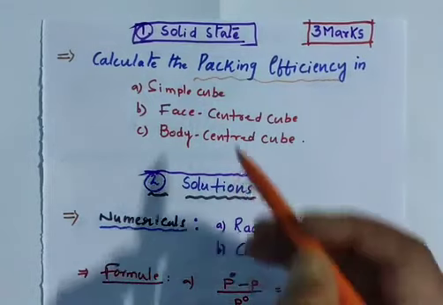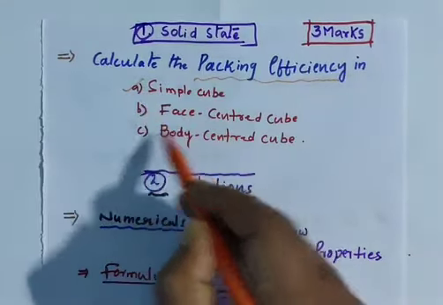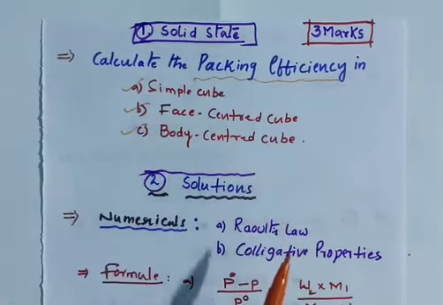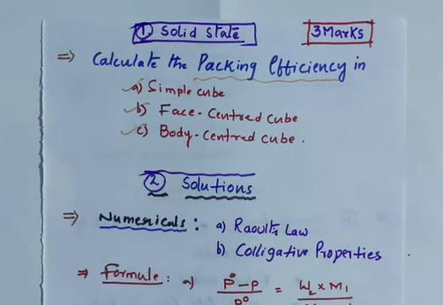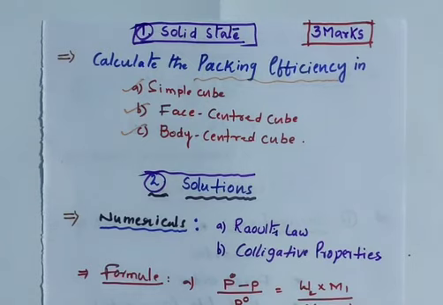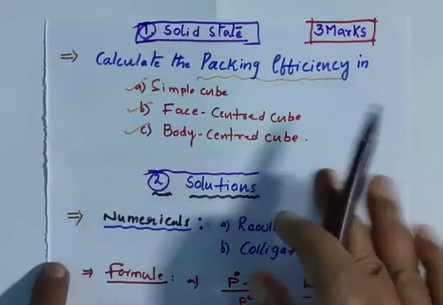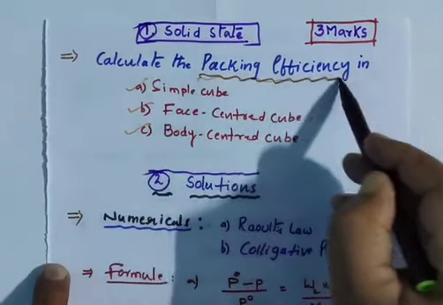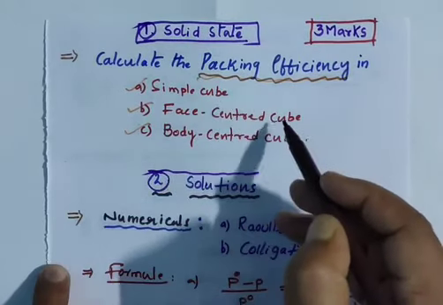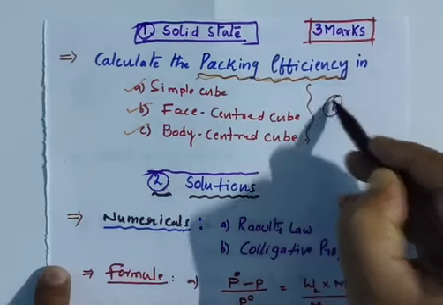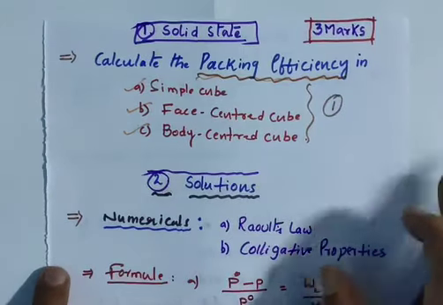See, 3 questions are there: one is simple cube, the second is face centered, the third is body centered. If you learn these 3 derivations, one of them has a chance of coming every year. So my dear students preparing solid state, go for the derivation of packing efficiency for simple cube, face centered and body centered. So one is sure for 3 marks every year.